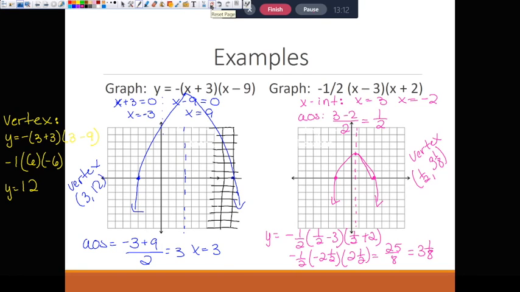So that is graphing in intercept form and in vertex form. You will have multiple of these questions on your test.